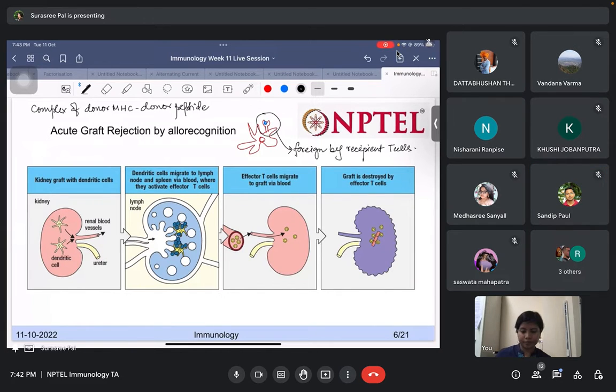Okay, so this is called acute graft rejection. It occurs 10 to 13 days post the transplantation, right?